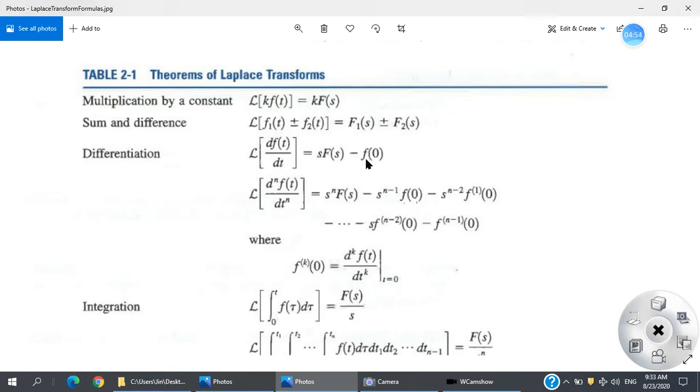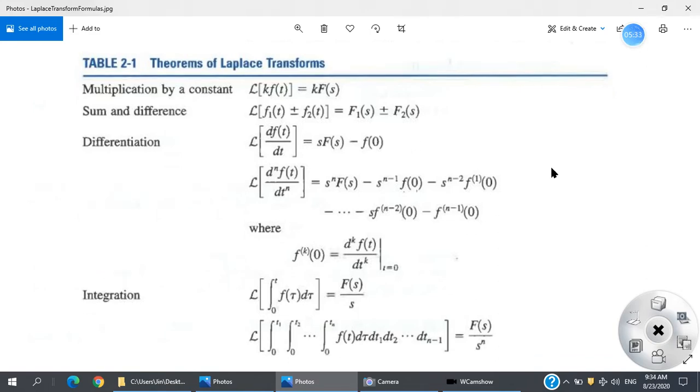And the second one is very important for solving differential equations. In a differential equation, we need a derivative, right? The derivative by Laplace transform will change to an algebraic expression: S times capital F minus the initial value. So this side has no derivative. This side is just algebraic calculation. By this way, we can change the differential equation into an algebraic equation. Then we can solve it. So this is the basic formula we need to use to solve the system.